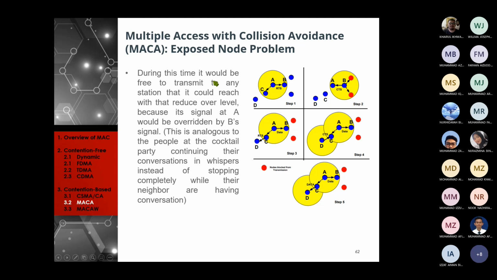So during this time, it would be free to transmit to any station that it could reach with the reduced power level, because its signal at A would be overridden by B's signal. This is analogous to the people at the cocktail party continuing their conversation in a whisper instead of stopping completely while their neighbors are having a conversation.